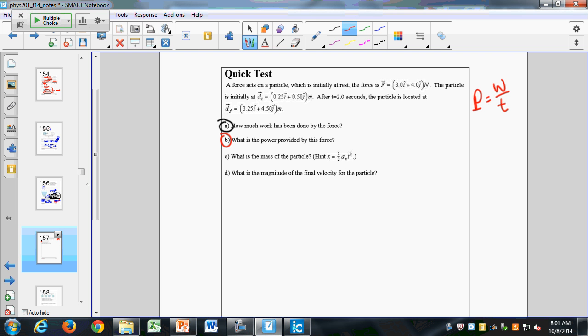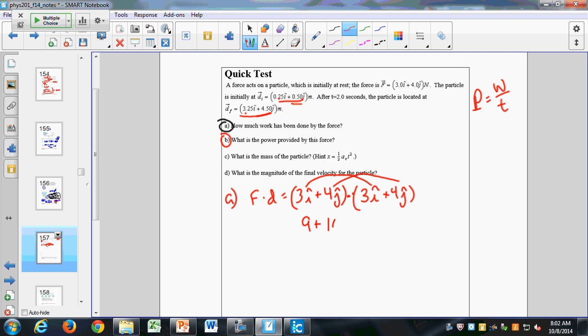What do you got? 25 is right. Yeah, so you're taking the dot product, F dot D. That's going to be 3I plus 4J, dotted with the difference in these two. So that's 3.25 minus 0.25, which is 3I, plus 4.5 minus 0.5, that's final minus initial position, which is 4J. And then you dot this. I'm not going to do the whole FOIL, because I really just need to multiply like terms. So that's 3 times 3, which is 9, plus 4 times 4, which is 16. So that's 25 joules or 25 Newton meters. All right, so that's the work that's being done.